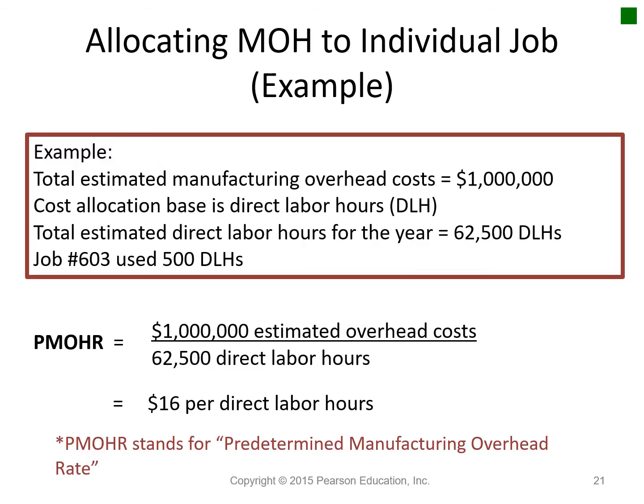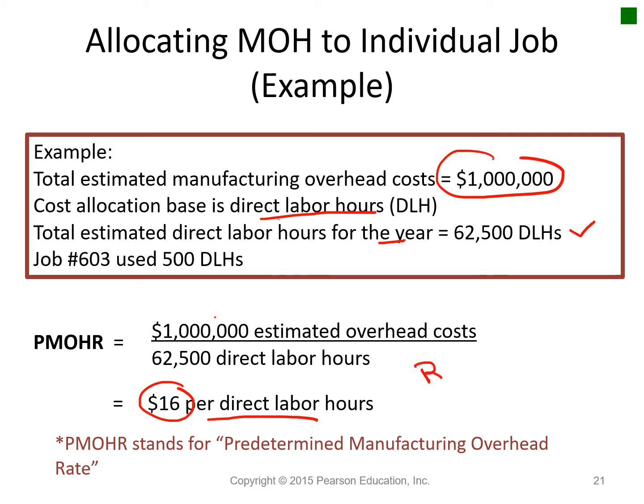So if you look at this particular example, they tell you that the total estimated manufacturing overhead cost is $1 million. Cost allocation base is direct labor hours. It says total estimated hours for the year is 62,500. So again, they would have come up with this based on some sort of budgeting formula, looking at production as well. Job 603 used 500 of these hours. So to allocate overhead to get the third product cost for job 603, you first have to get the rate. In the numerator is $1 million. The denominator is 62,500. You divide. Your rate is $16 per direct labor hour.